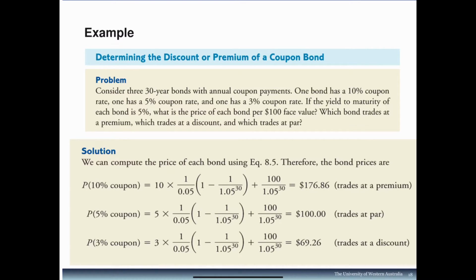If the 5% coupon is the same as a 5% yield to maturity, if the bond is paying you back at the same rate as what you're demanding, then it's trading at par. Then the price is the same as the face value.